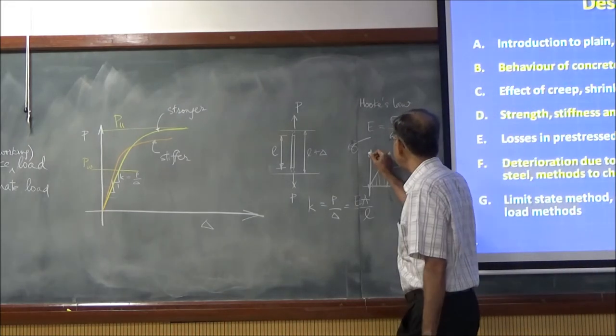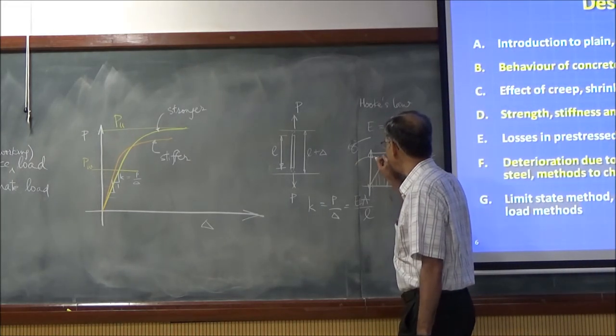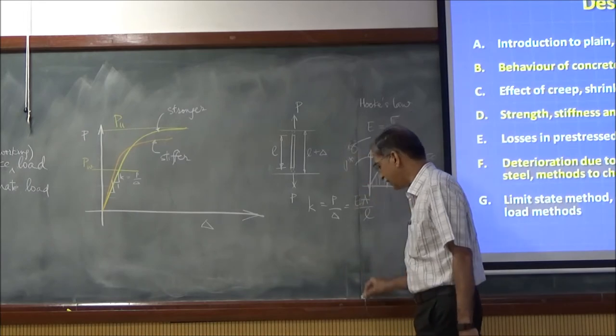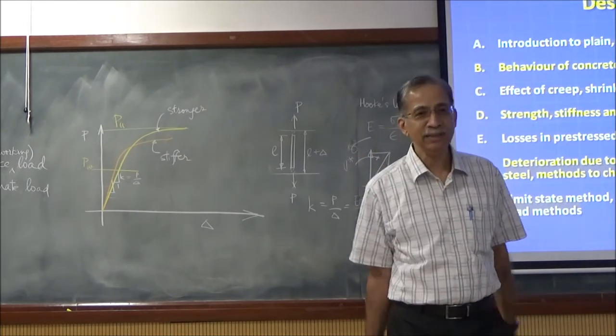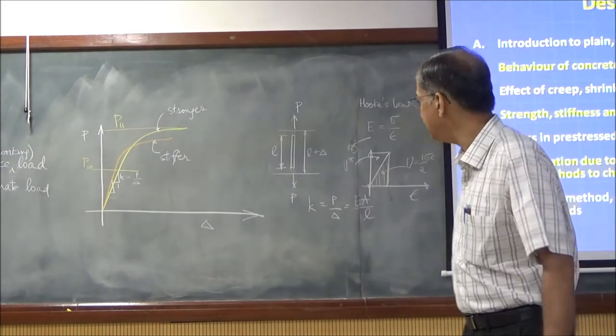This quantity also has some meaning. We call it mu star. What is that? It's complementary strain energy. Okay, this is all incidental.